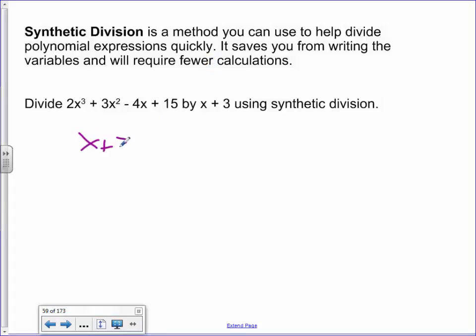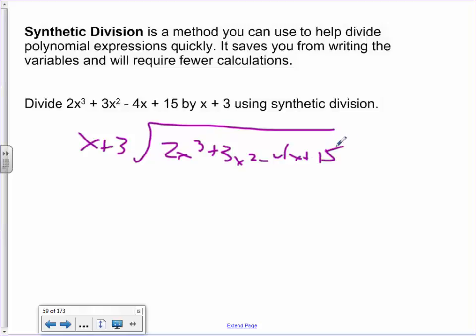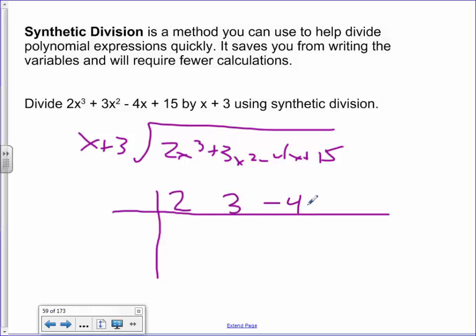Rather than writing it like this, x plus 3 goes into 2x to the 3 plus 3x squared minus 4x plus 15. Here's maybe a different way of doing it. Okay. Draw just a little bit of a grid like this. And in your grid, I've got to remember how to do this properly. You're going to put the numbers 2, 3, -4, and 15. Where are those numbers coming from? I'm not just making them up. Those are the coefficients that I had right here.